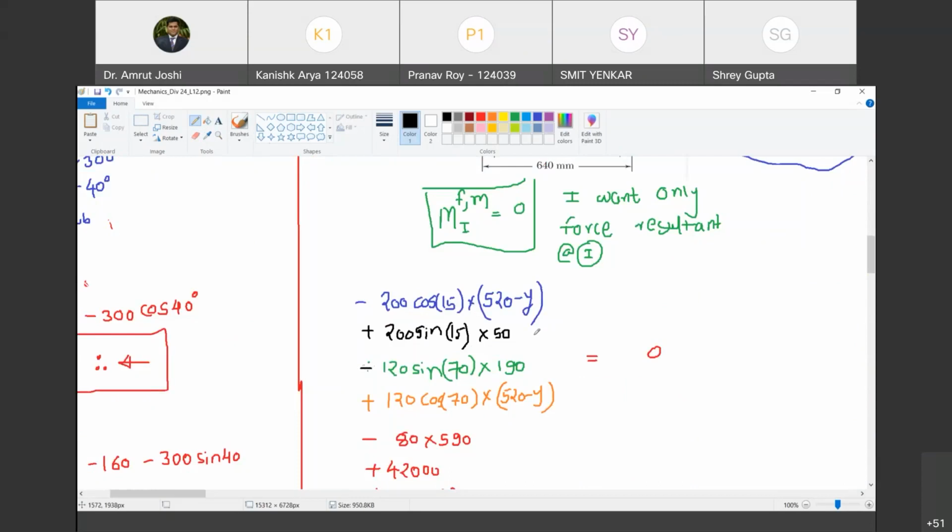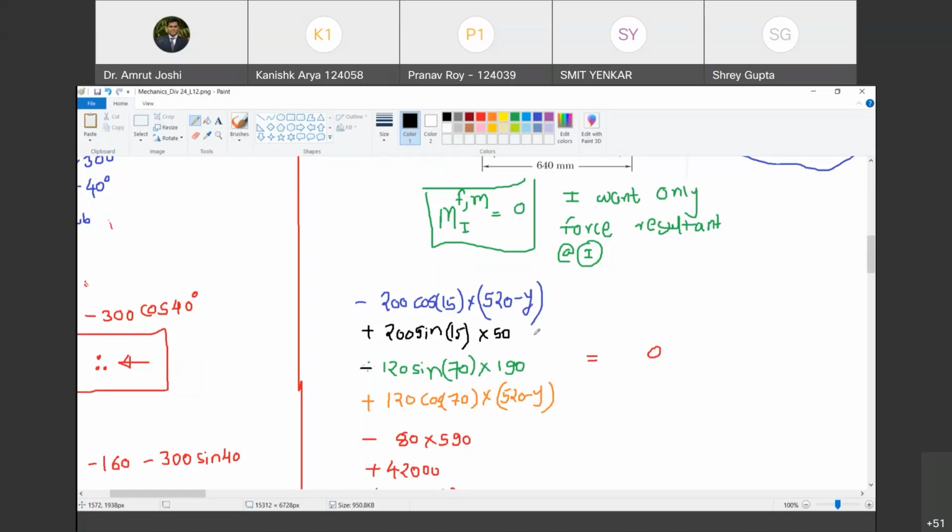Minus, if there is any other mistake, tell me. Minus 200 cos 15 into 520 minus y, that's correct. 200 sine 15 into 50 minus 120 sine 70 into 190, that is correct, plus 120 into cos of 70 into 190, plus... Okay, let me redo it. Just give me a second. Sorry for the delay, but we will do it neatly.